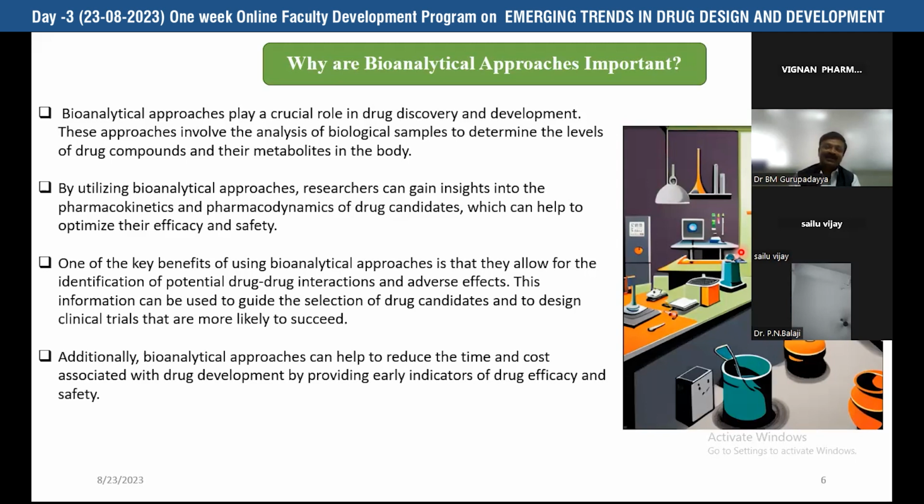Hence, bioanalytical approaches are important not only to identify the drug molecules but also the metabolites. In bioanalytical approaches, researchers are interested in identifying how much of the drug is available in the blood, which is understood by the process called pharmacokinetics. In pharmacodynamics also, the bioanalytical approach is important. How much drug is absorbed, or accumulated in the different body fluids, can be identified by pharmacokinetics.